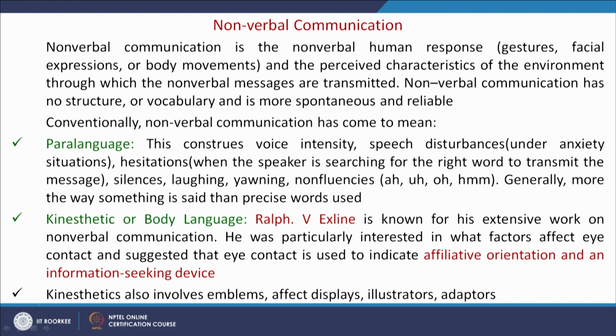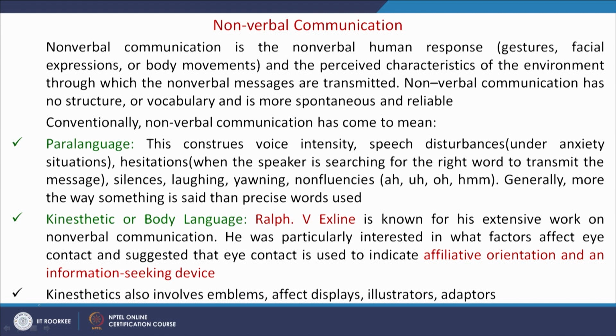It can be hesitations, that means when we are anxious and shy at the same time. For example, we have to deliver a lecture on the stage, we are standing on the stage, then because of hesitation we will find a lot of difficulty to find the right word to convey the message or to convey the right meaning of the subject.